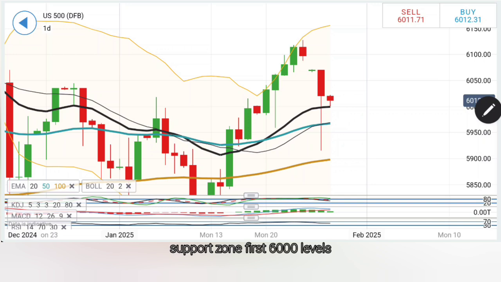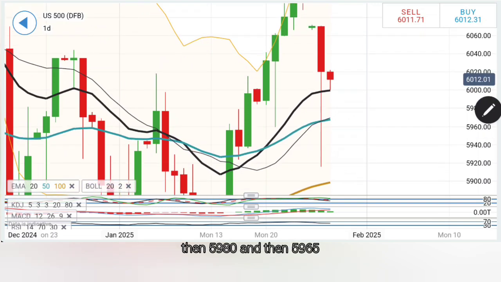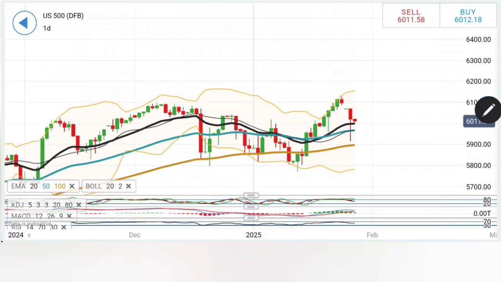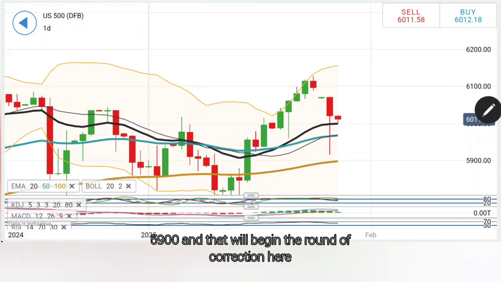First 6,000 levels, then 5980, and then 5965. These are the 3 levels, and then 5950. So 4 levels which it needs to break. If these 4 levels are taken, we can look forward to a move towards 5920, 5900, and that will begin the round of correction here.